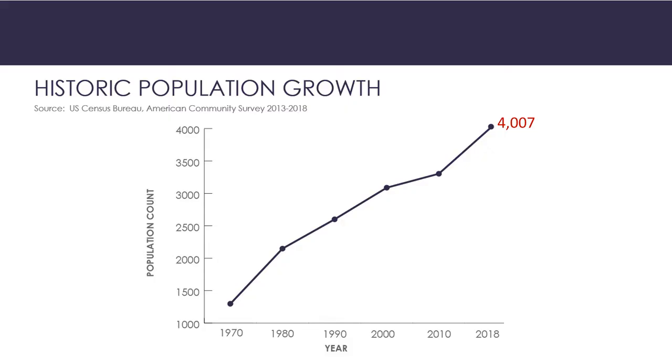The first portion of the presentation will be looking at some demographic characteristics about the town of Jamestown. Looking at the town's historic population growth, we see that in 1970, right about 50 years ago, Jamestown had a population of around 1,300 residents. Over the past 50 years, it has grown fairly steadily, up to a population of an estimated 4,007 residents according to the 2018 American Community Survey.